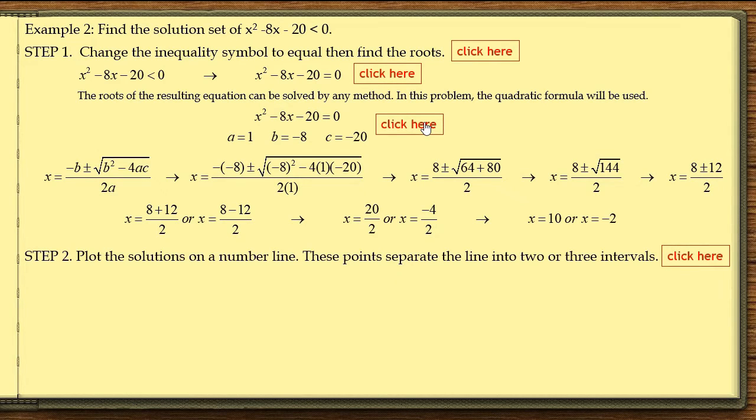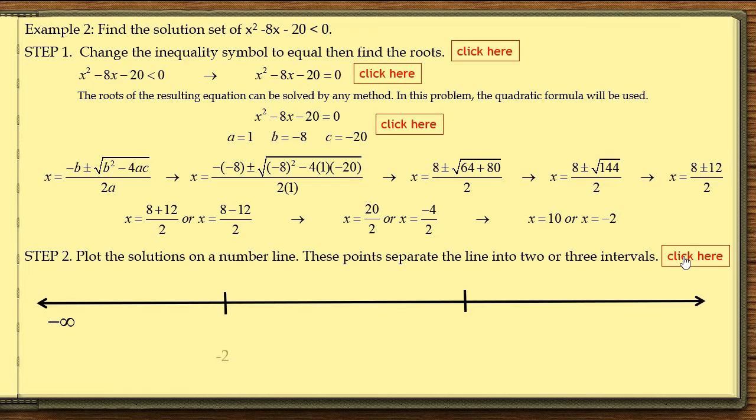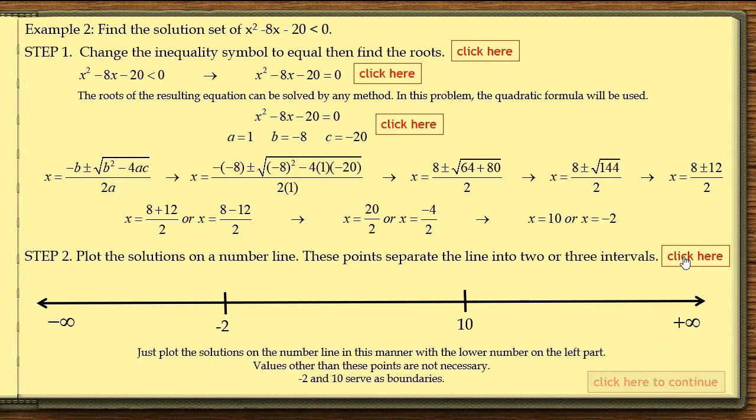In the second step, we will plot the solutions on a number line. These points separate the line into 2 or 3 intervals. All you have to do is to plot the solutions where the lower number will be on the left part. Values other than these points are not necessary. So in this example, our boundaries are -2 and 10.